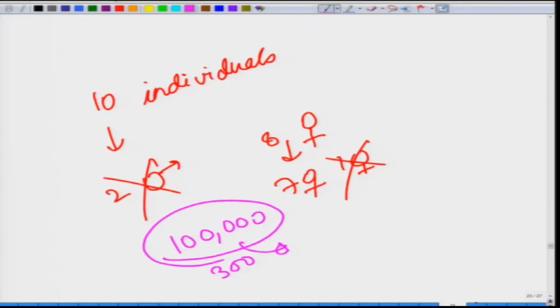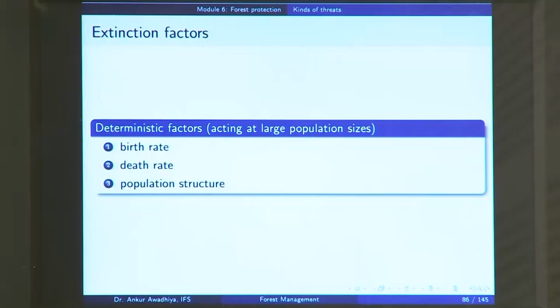Now, this is because the larger size of this population is providing it with a buffer, it is providing it a support against extinction. So, these are stochastic factors. So, let us now have a look at the deterministic and the stochastic factors. Now, deterministic factors acting at large population sizes are birth rate, death rate and the population structure.